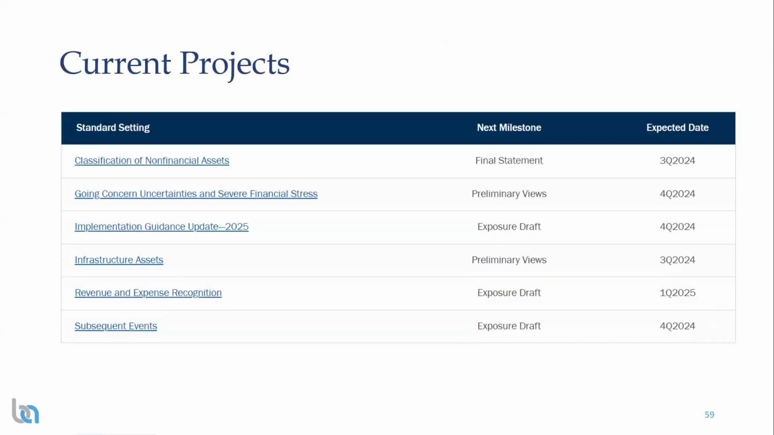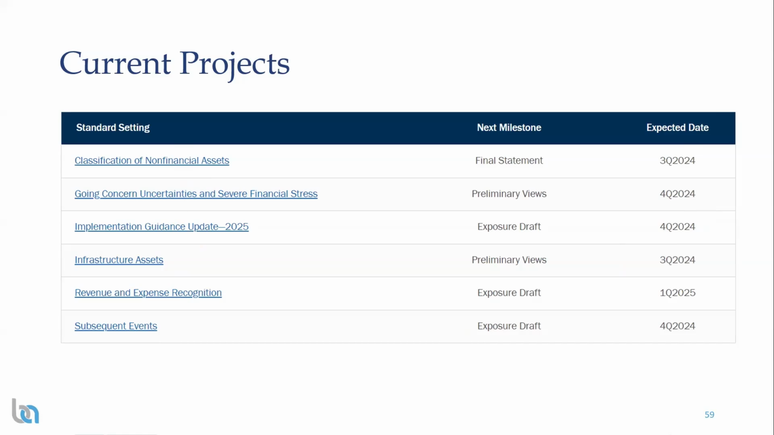I'm not going to get into that, but these are the current projects. You can see that the one that is close by is third quarter 2024. That's a month or two away. That's going to be GASB 104, classification of non-financial assets. They're going to look at capital assets, lease assets, subscription-based IT assets, making sure that all these non-financial assets are properly and consistently classified in the right way.